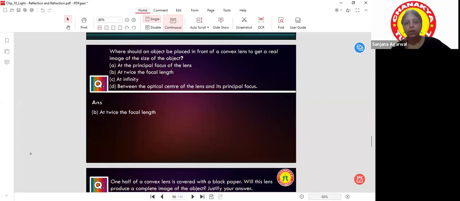Let's answer a few questions. Where should an object be placed in front of a convex lens to get a real image of the size of the object? Size of the object, children, same size of the object. Very simple. Which parameter is similar to center of curvature? Twice the focal length.